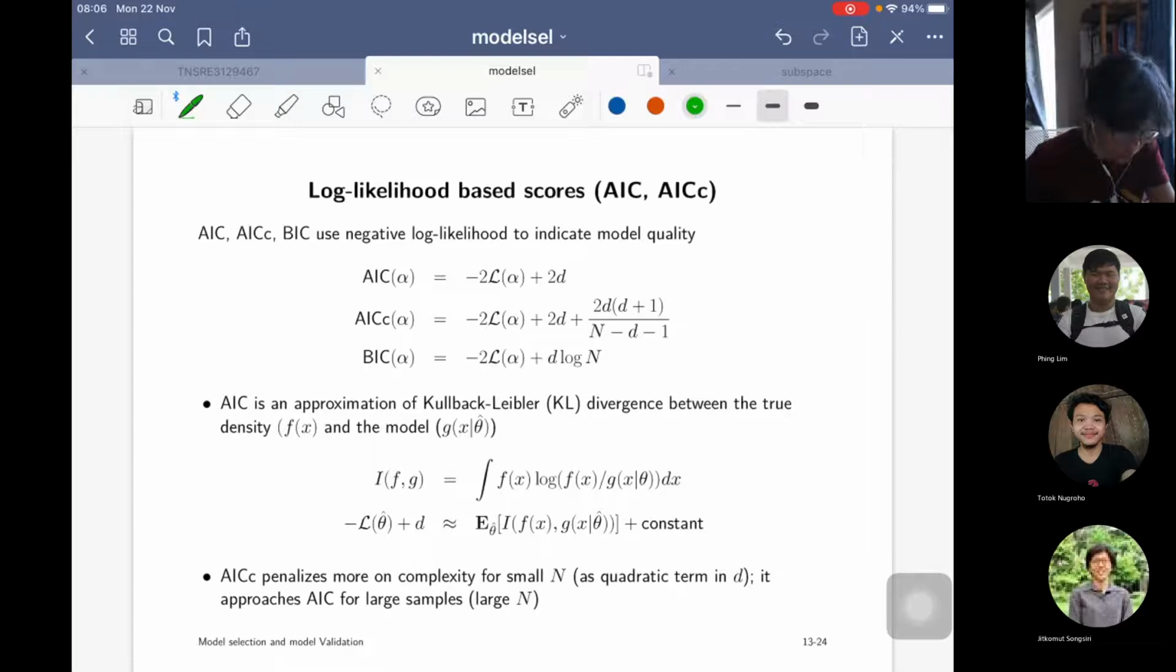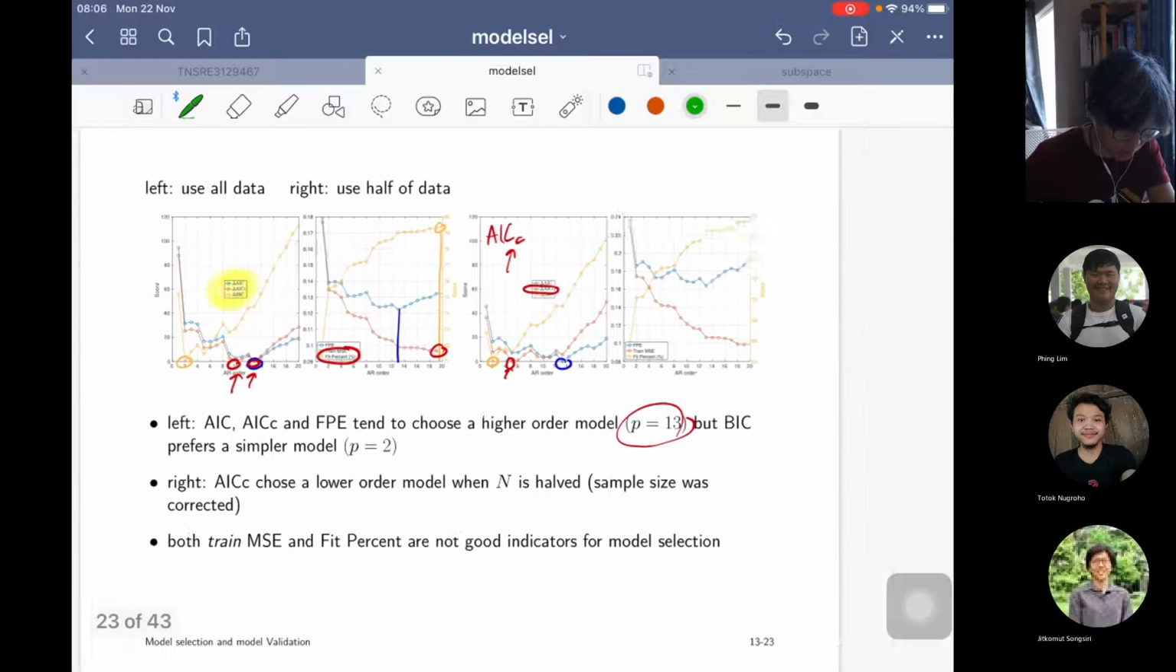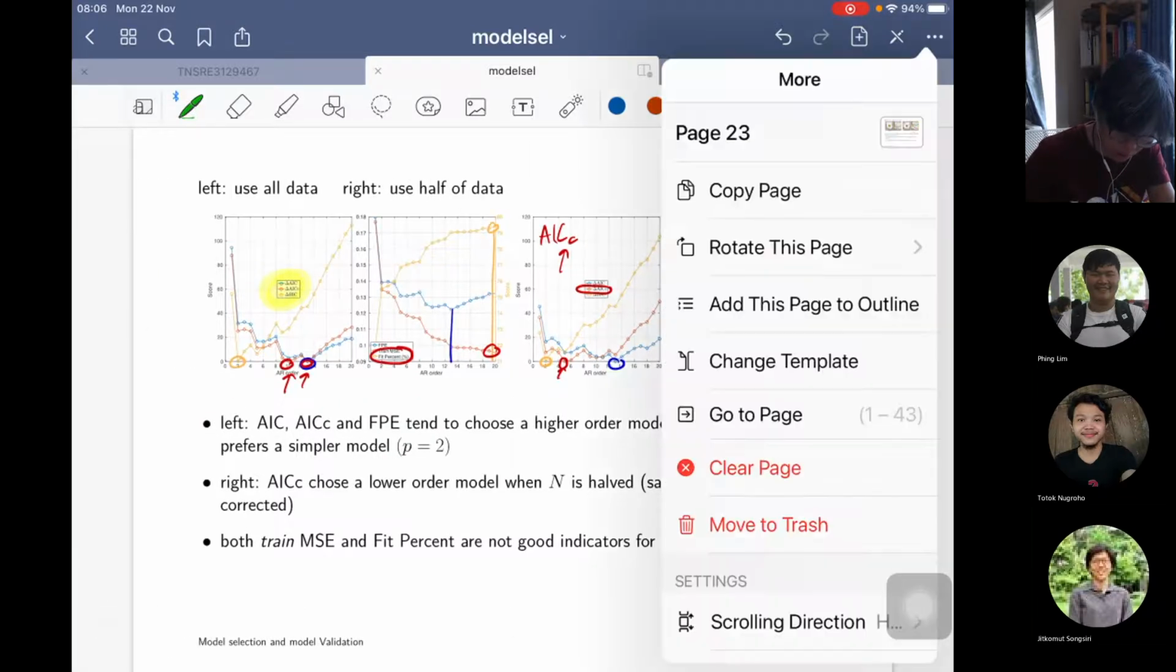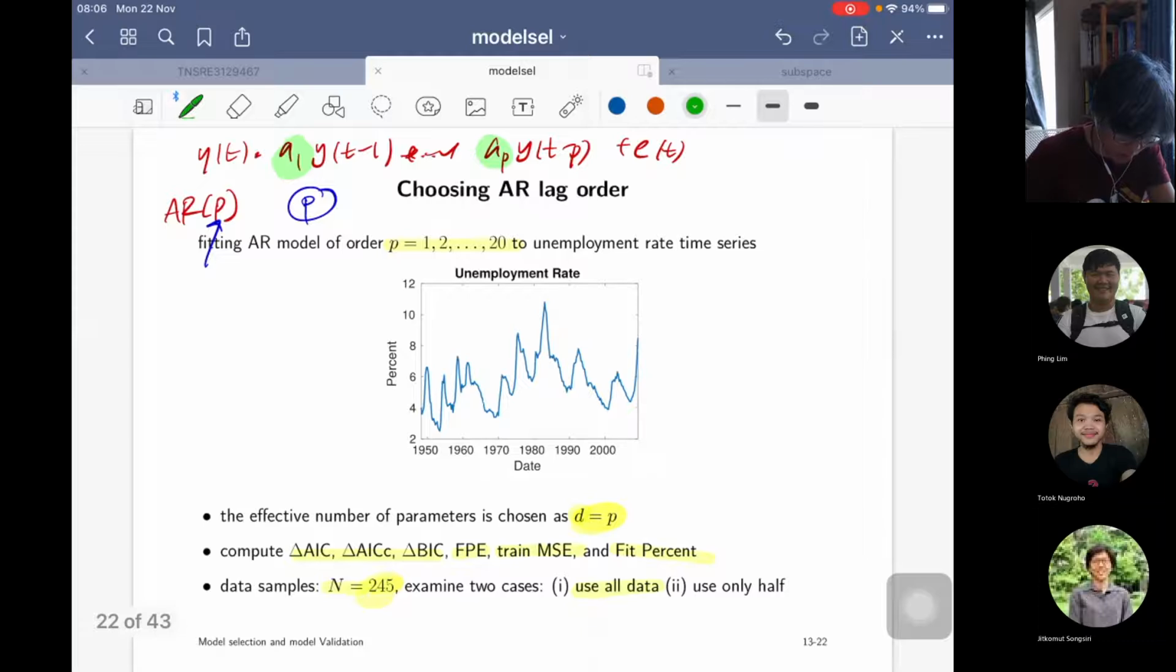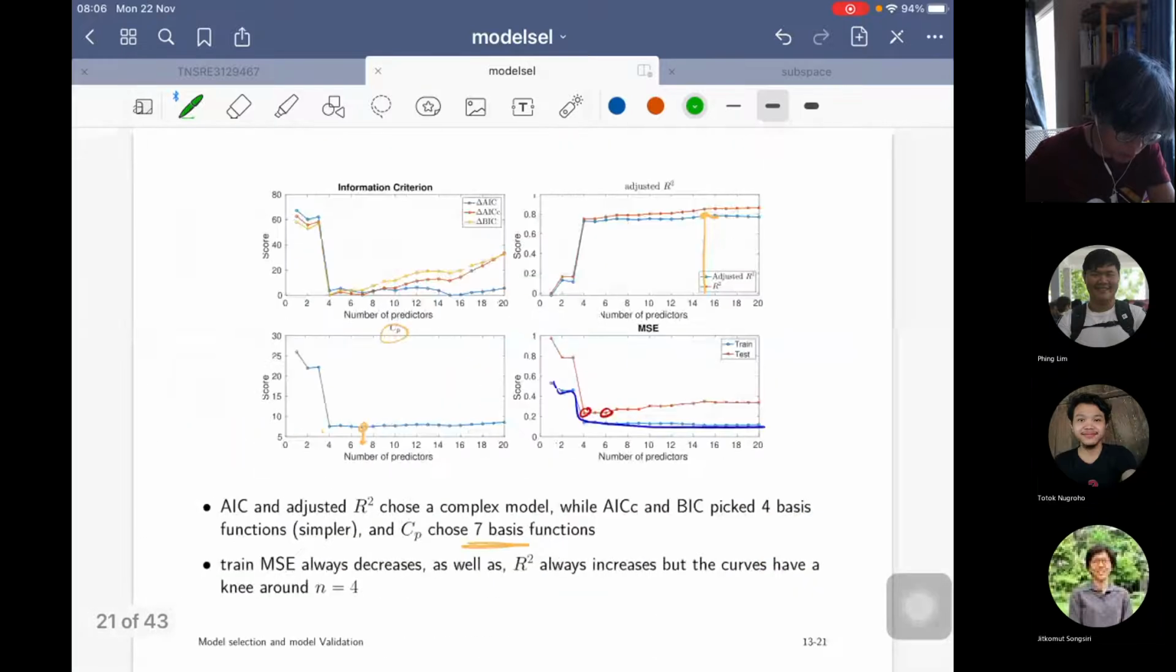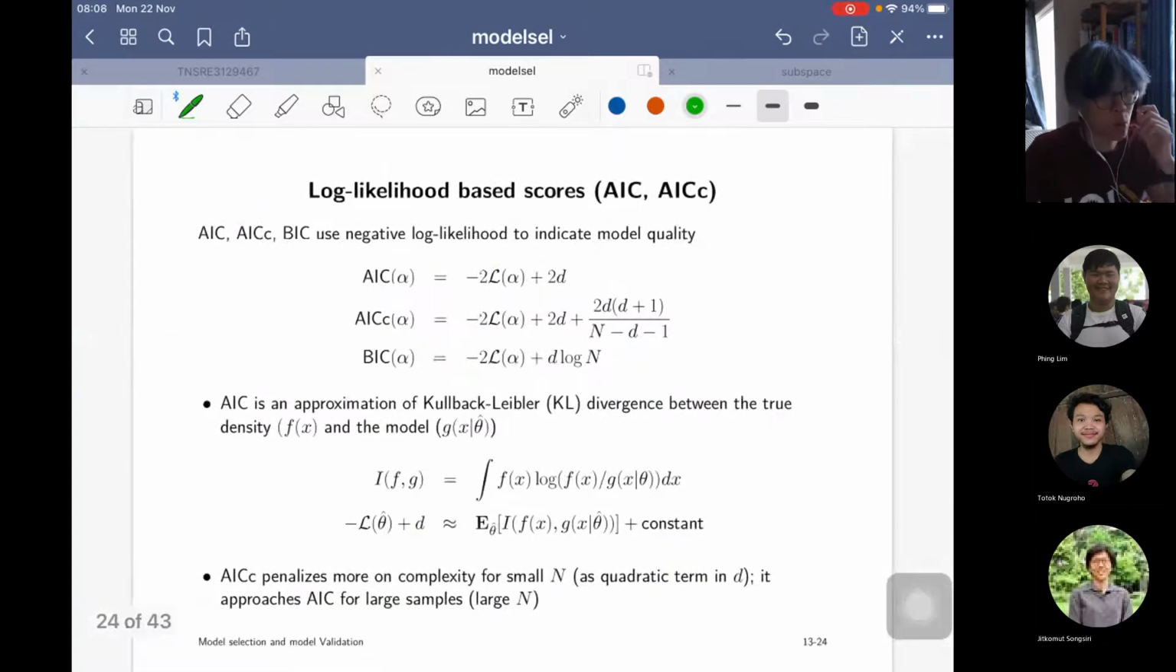In the previous video clip, we have seen a brief definition of model selection scores and how they can be applied to select model order in some examples, such as choosing the autoregressive lag order and choosing the polynomial order. In this video clip, I would like to go over the properties of these model selection scores, and go over the motivation and mathematical description in a little more detail.